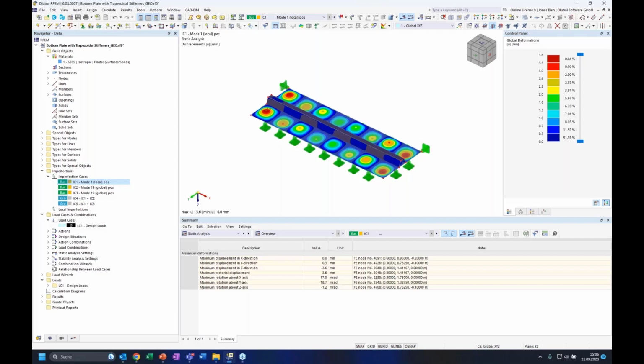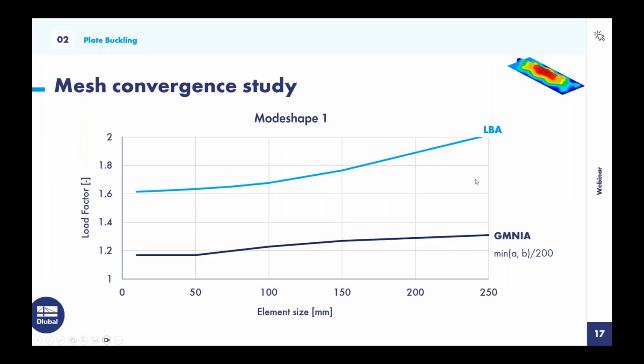The second thing I would also always recommend, if you are not familiar with this system and the structure, is to do a mesh convergency study. I did this for the model I've shown. The mesh size I actually used was 50 millimeters. I saw that if I further decrease my element size, the results of my GMNEA stay the same.